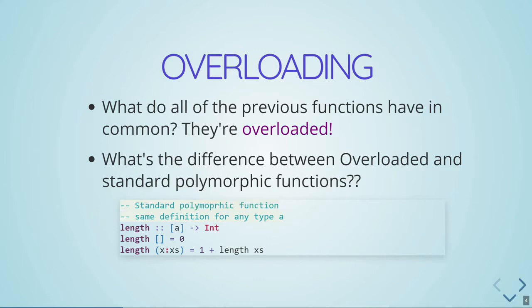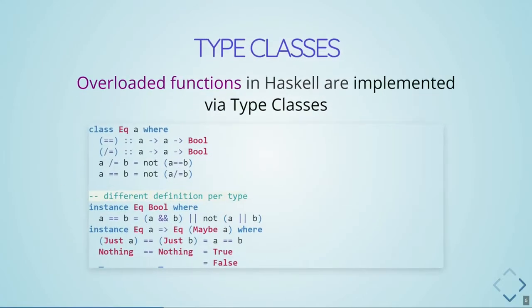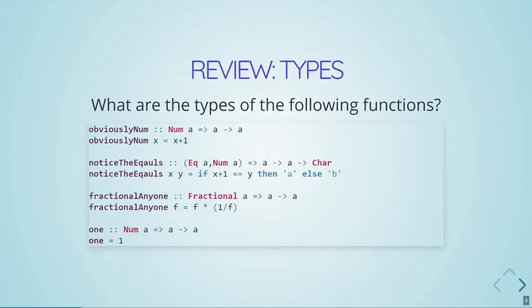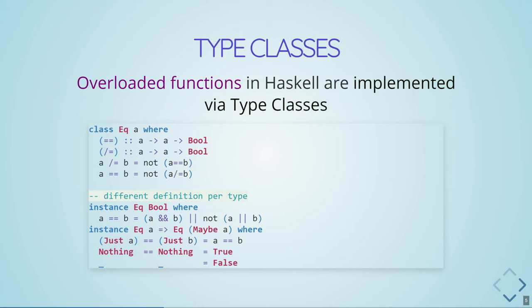and this makes it polymorphic. But overloaded classes, on the other hand, are going to depend on some sort of class constraint. So actually, to go back, you can tell each of these is overloaded because you're saying, well, this depends on a class constraint. It depends on Num A or Equatable A. So they're overloaded.